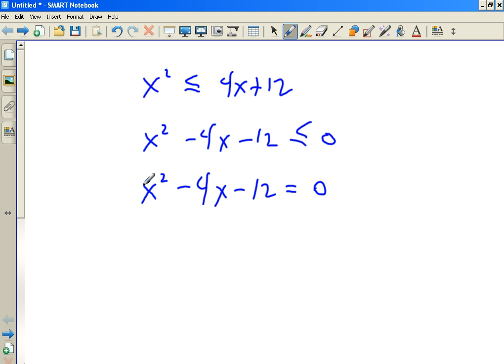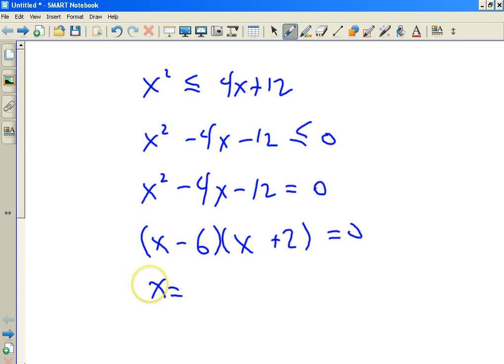Can you factor that one? What multiplies to negative 12 and adds to negative 4? 6 and 2, what signs? Negative 2 and positive 6? Let's see, that multiplies to negative 12 but adds to positive 4. Not good. It's negative 6 and positive 2. Negative 6 and positive 2 multiplies to negative 12 and adds to negative 4. Perfect. So what are the roots now? x can be 6 or negative 2.